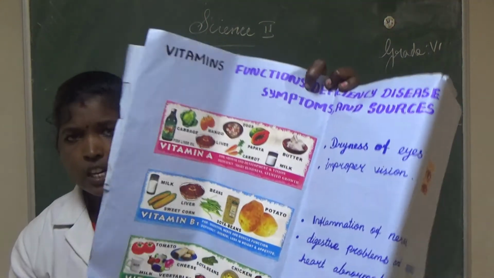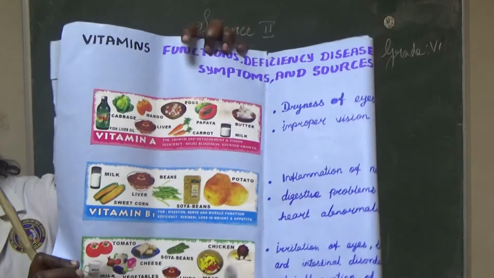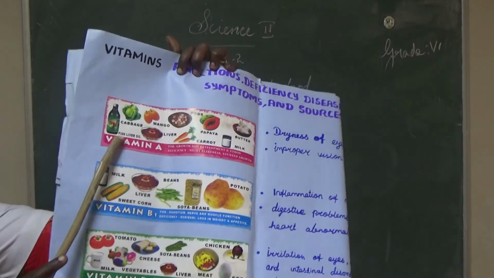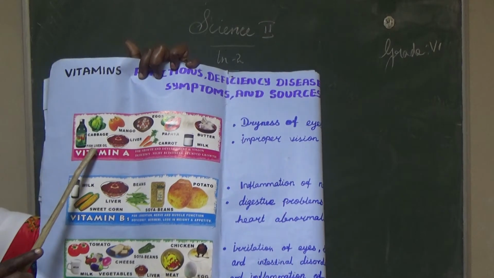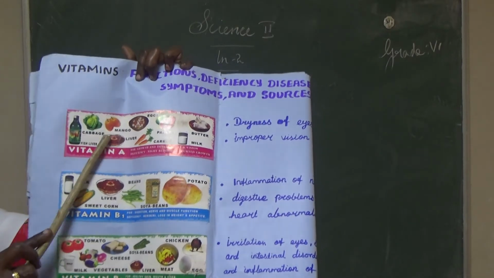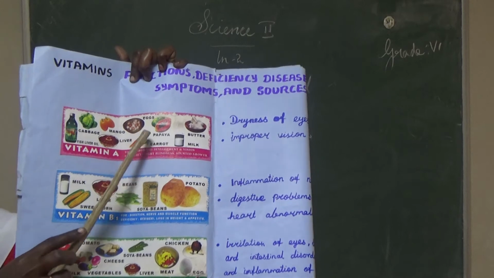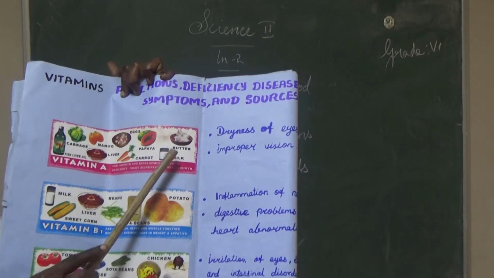First one, listen here. First one, vitamin A. What are the sources of vitamin A? Cabbage, fish liver oil, liver, mango, egg, papaya, carrot, milk and butter.